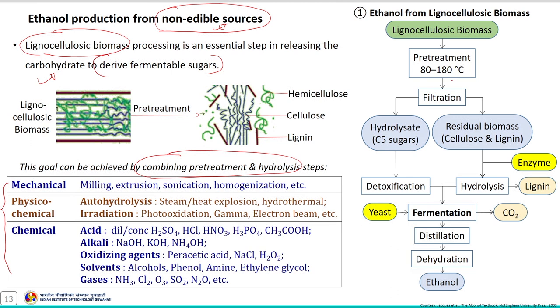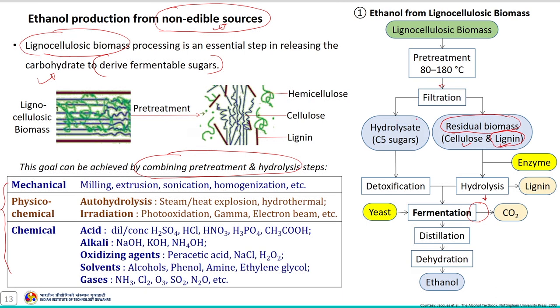So after the pretreatment stage, the product mixture is filtered to separate out the hydrolysate and residual biomass, which mostly contains cellulose and lignin. The produced residual biomass is further hydrolyzed to separate out the lignin fraction to obtain cellulose-rich residual biomass, which can be hydrolyzed enzymatically to produce fermentable sugar. And the fermentable sugar obtained from the cellulose fraction is mostly a hexose sugar, that is glucose, and can be fermented using a separate fermentation unit to produce ethanol.